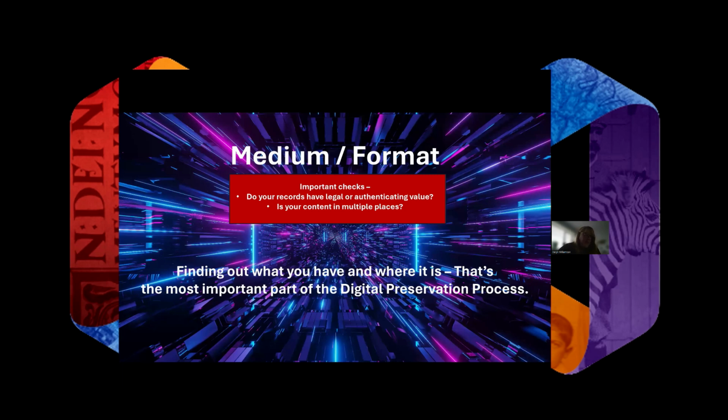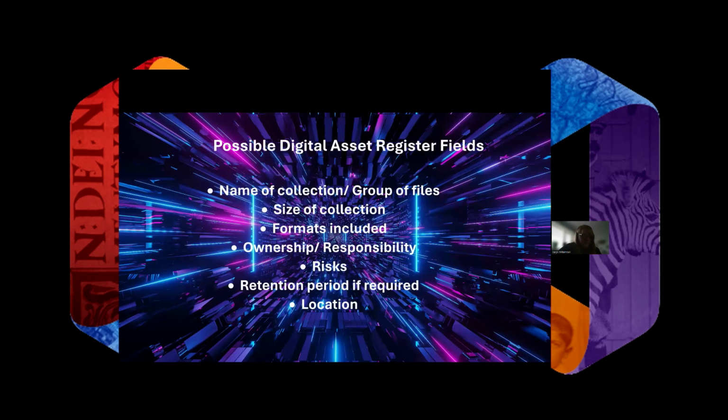So to start creating your digital register, you need to decide what information about your digital records is most important to you and how you process and catalogue collections. And this information will make up the headings of your asset register. You will be best placed to decide this based on your current practice, but some suggestions are here. So the name of the collection or group of files that you're logging, the size of the collection, any formats included, who has ownership for or responsibility for the records, any risks that you have associated with it that you're keeping, retention periods if you require them, and also the location of the content.